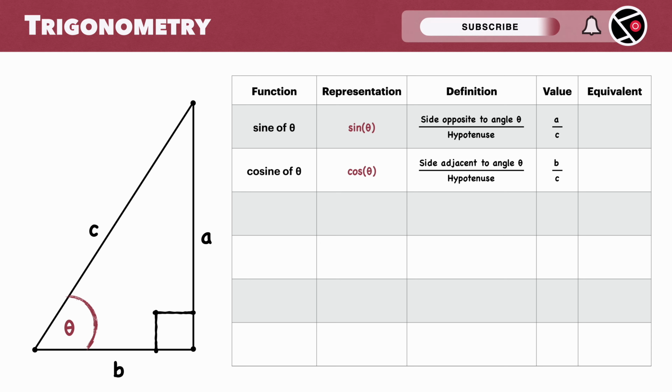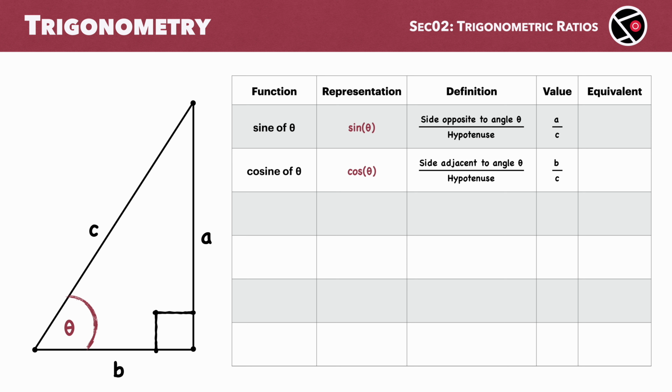It's really that simple. These two ratios, sine and cosine, form the foundation of trigonometry. Just remember, sine is the ratio of the opposite side to the hypotenuse, and cosine is the ratio of the adjacent side to the hypotenuse. Master this and you are 50% done with your trigonometry.